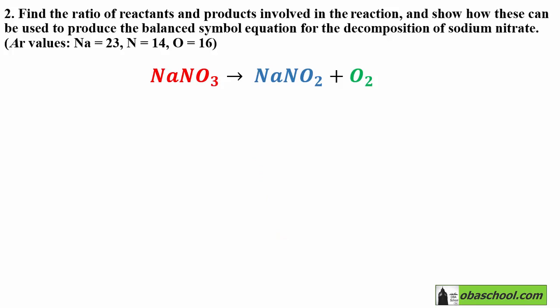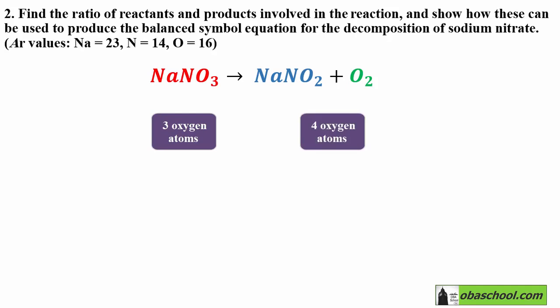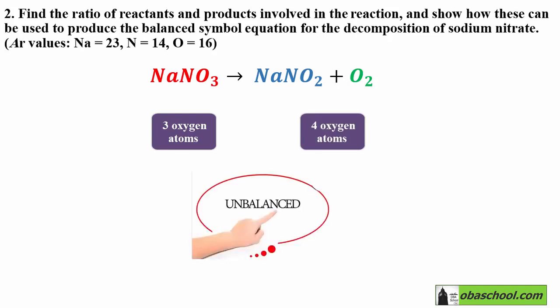On the reactant side we have 3, whereas on the product side we have 4. 2 plus 2 is 4. So this isn't the balanced equation. We have to balance this equation by the end of this question.